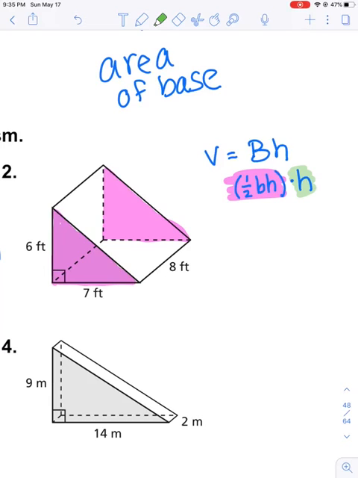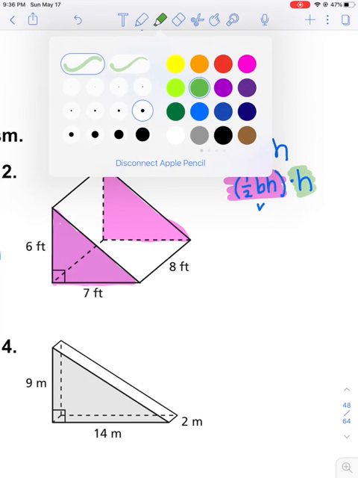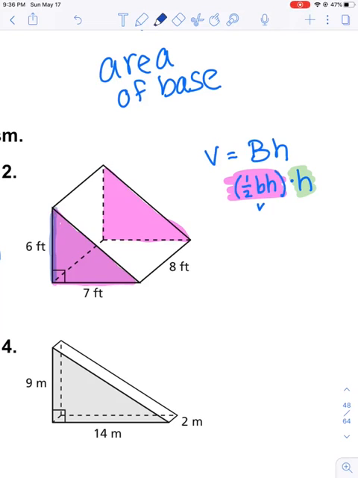So let's break this down. Can you start by finding just this? Find the area of the triangle. What numbers would you use? Well, hopefully you've had some time to think about it. You would find the right angle. And what two numbers make the right angle? 6 and 7. So in that formula, I'm going to do 1/2 times 6 times 7. That's going to be the area of the triangular base. That triangle has an area that can be found by 1/2 times 6 times 7.